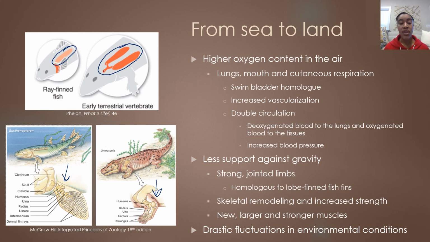And then another challenge that early tetrapods encountered was drastic fluctuations in environmental conditions. In aquatic environments, conditions do tend to fluctuate, but they're far more subtle and gradual because water is a really good buffer for temperature changes, salinity changes, etc. However, in terrestrial environments, conditions can change quickly. It can go from being warm to cold. It can go from being wet to dry. So early tetrapods had to figure out ways to appropriately survive in these constantly, very quickly changing environmental conditions.